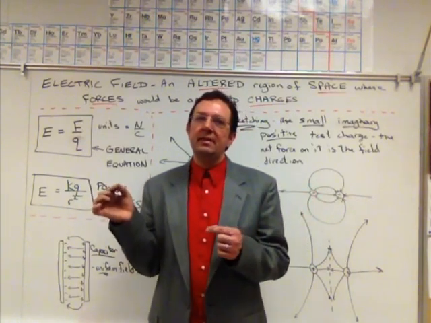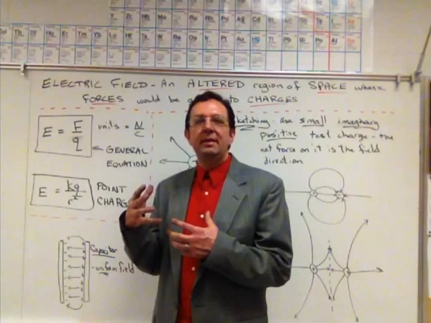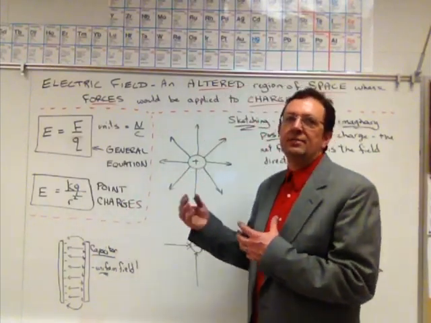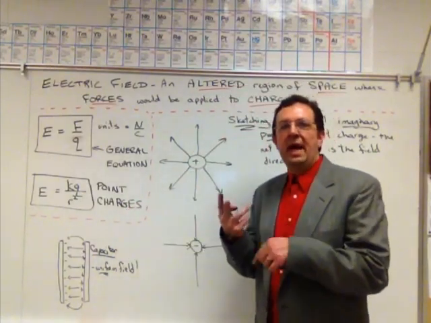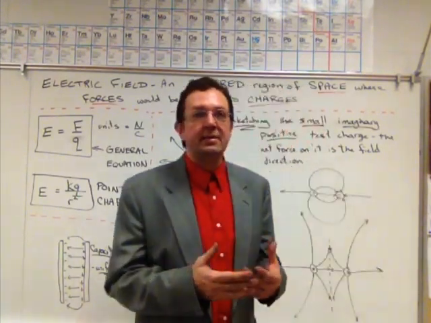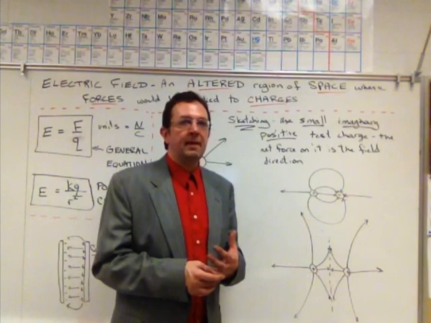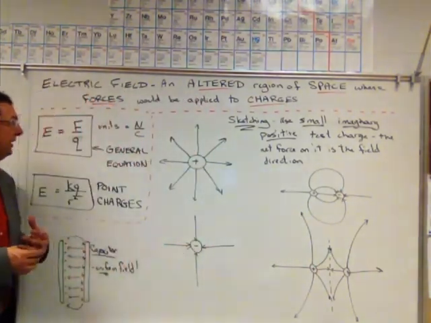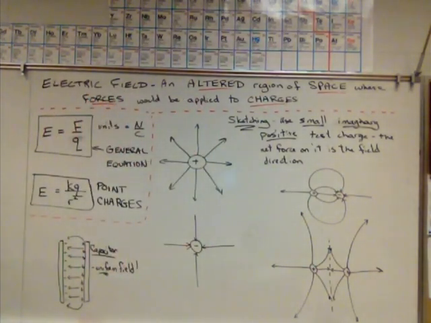So they came up with the idea that the whole fabric of space must be being changed as a result of the presence of a mass, a magnet, or a charge. And so that's the idea, altered space where forces would be applied. And the equation that we use to define the electric field strength is this one right here.